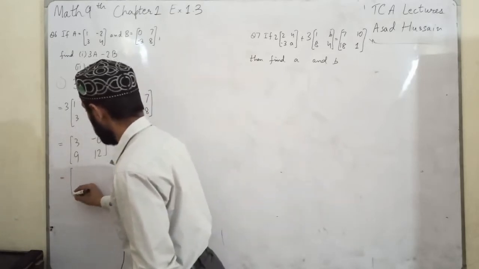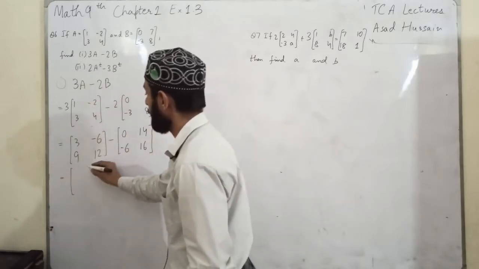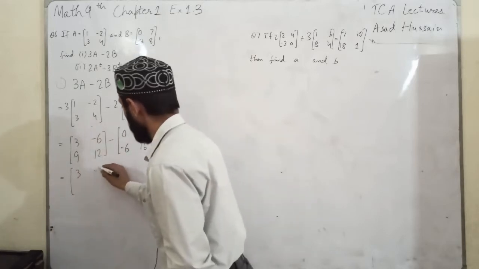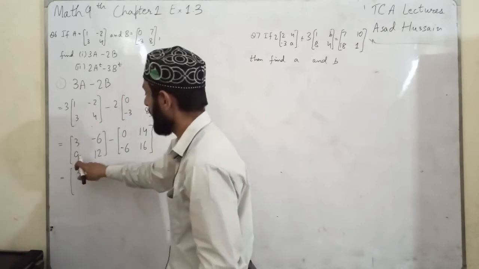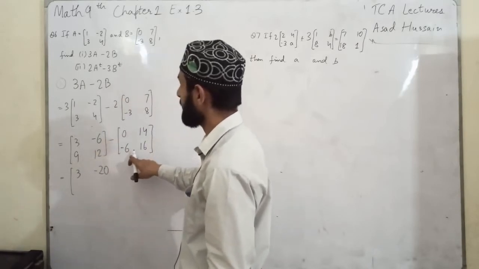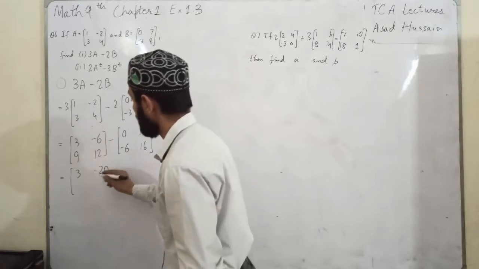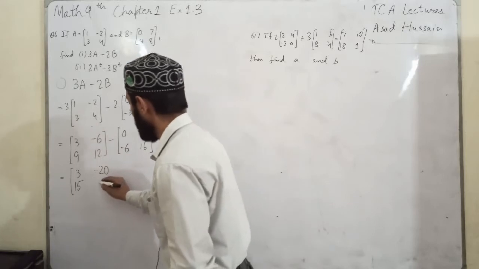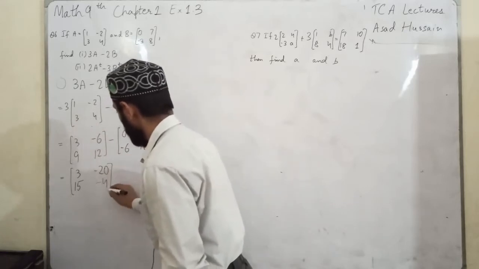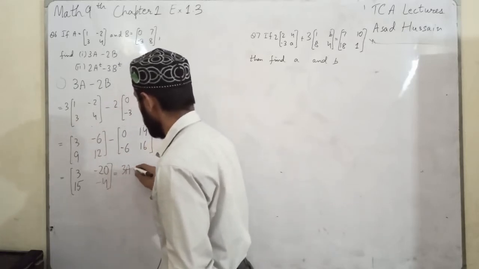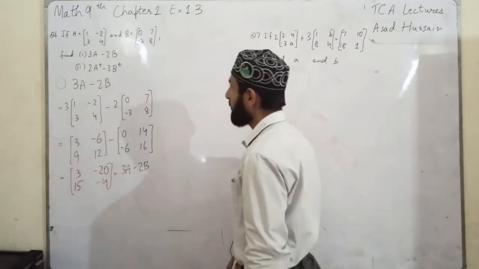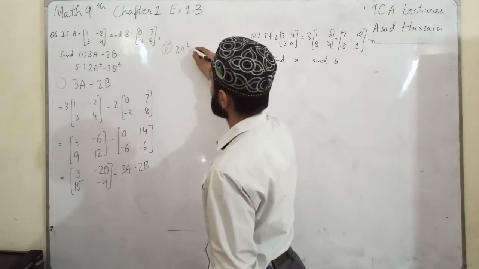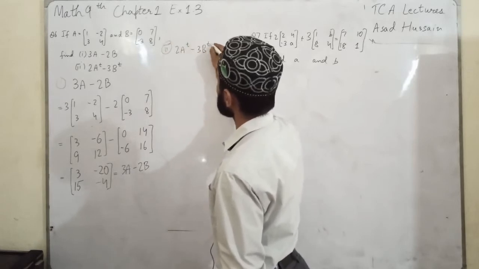Now for subtraction we have 3 minus 0, we get 3; negative 6 minus 14, we get negative 20; 9 minus negative 6 equals 9 plus 6, which is 15; 12 minus 16, we get negative 4. This is equal to 3A minus 2B. Moving on to part number 2, which is 2A transpose minus 3B transpose.